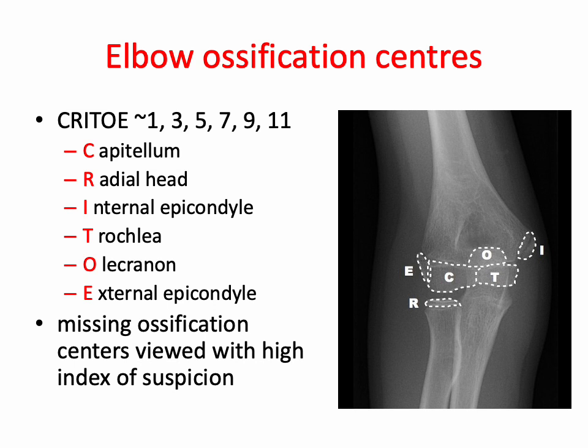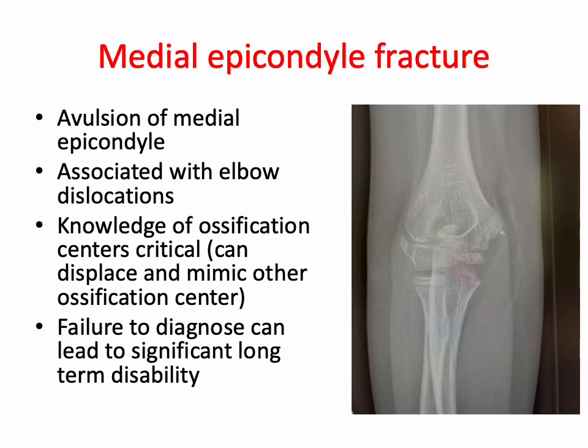If we're not seeing an ossification centre that we should be seeing, for example, if we're not seeing a medial epicondyle when we have ossification at the trochlea and olecranon, we'd be suspicious that this is fractured and displaced. And that's exactly what we've got here. So we can see we've got C, we've got R, we don't have I, we've got T, we've got O, and we've got E.